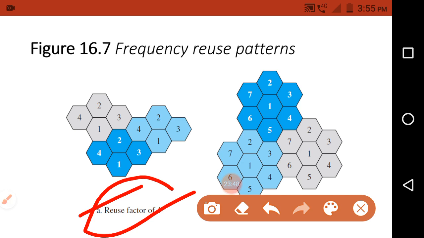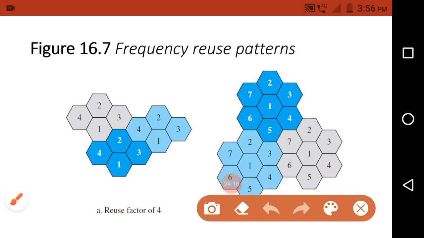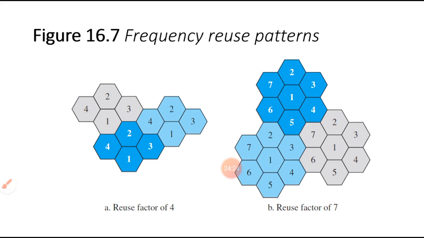For example, you take 4. This 4 has the same set of frequency values as this 4 from another group. These cells have been separated by one cell, that is, 2 separates these two cells. You can also take 3 from another group. These two cells have been separated by one cell, that is, 1. So in the reuse factor of 4, one cell separates the cells which are using the same frequency values.